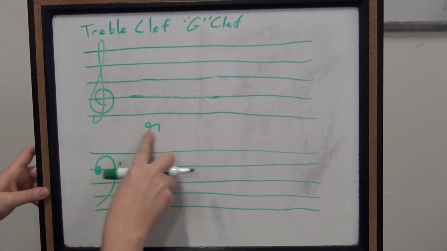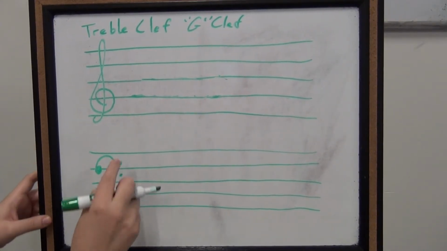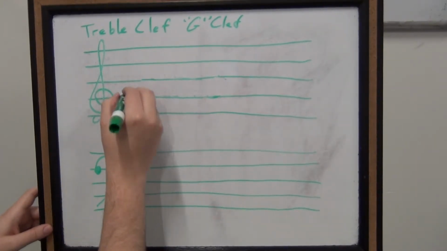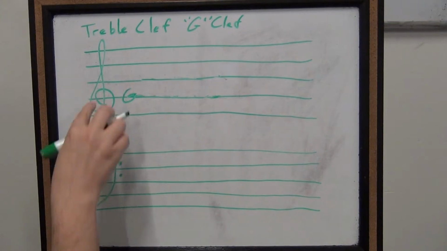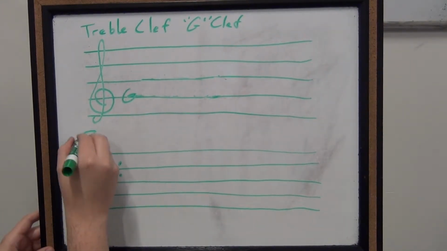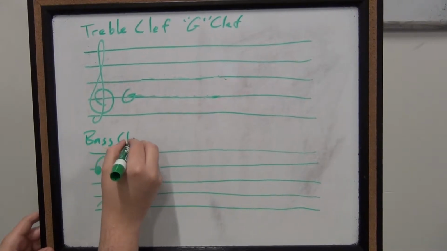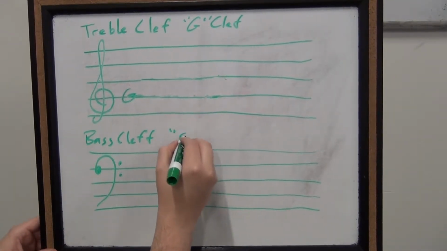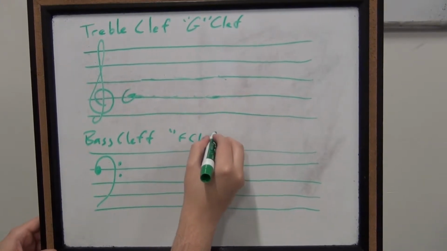And then also it points to G. So it points to G right here. This is telling us, hey, this is G, this line right here. Same thing for our bass clef. Bass clef has its own name. This one's a little bit less intuitive. It's called our F clef.